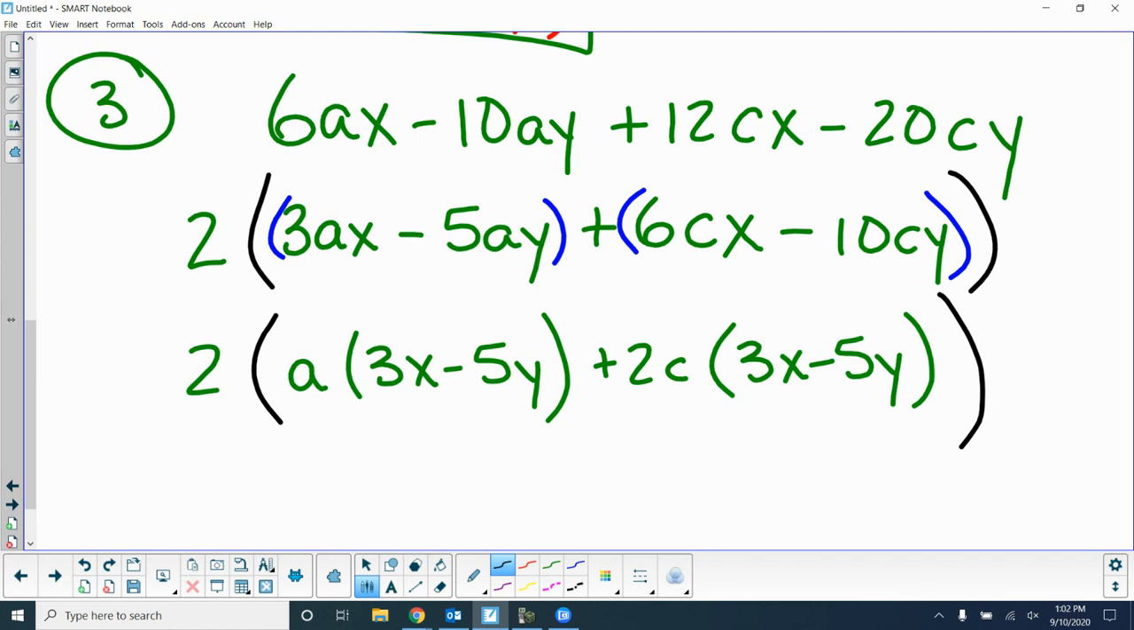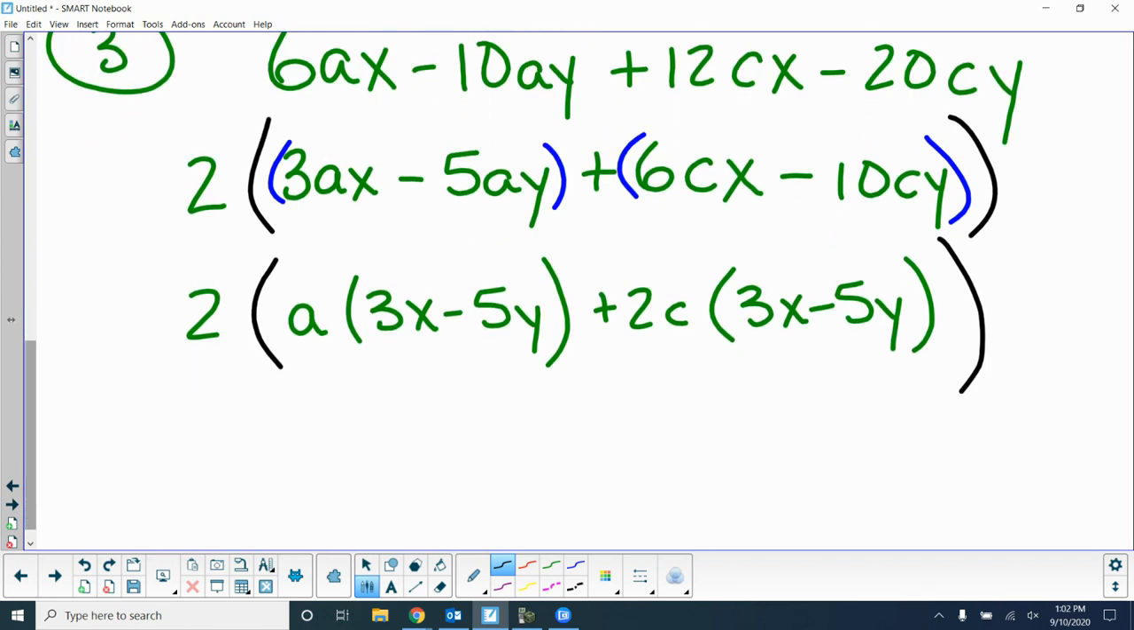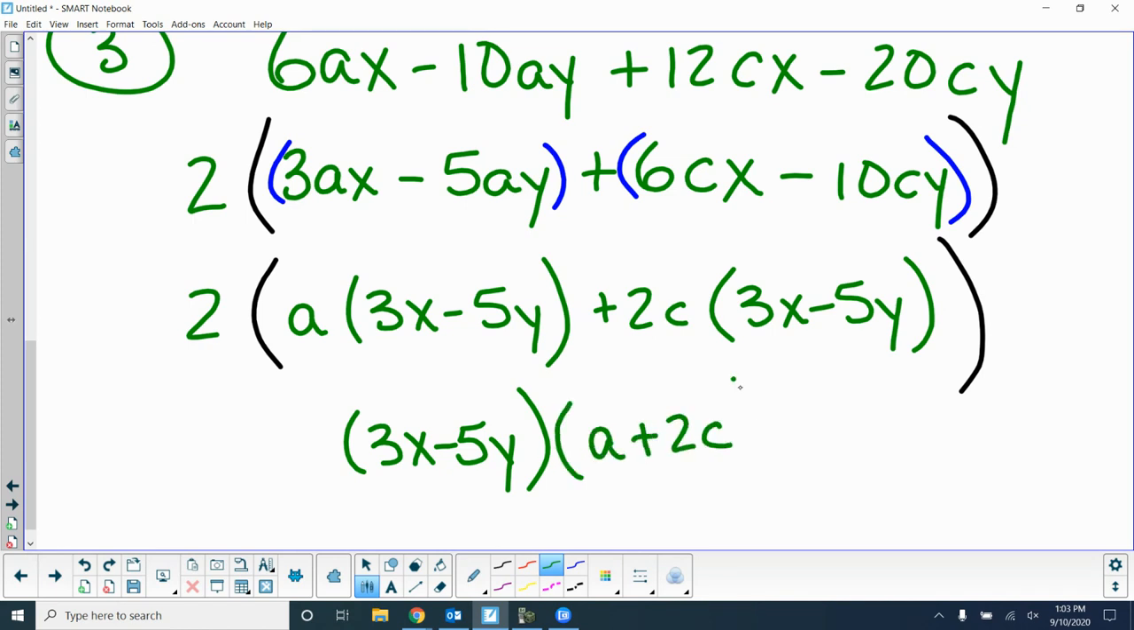Okay, so what's my answer? 3x minus 5y, and 2a plus 2c. This 2 is alone. And then that 2 you just keep up front. That's what it should look like.